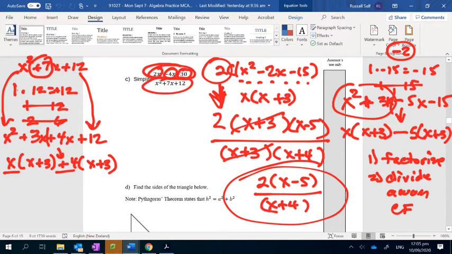And that's a merit question, guys. What does that word say? Divide. Divide away common factors. CF, common factor. Okay?